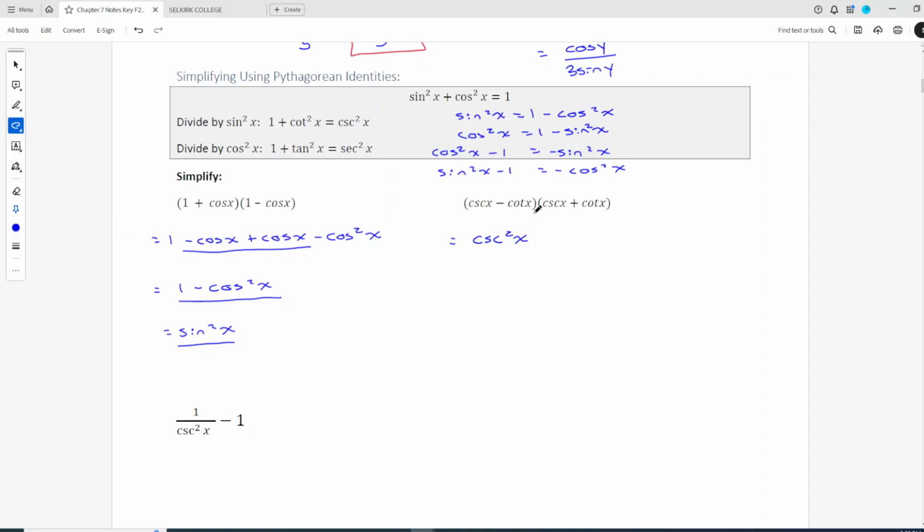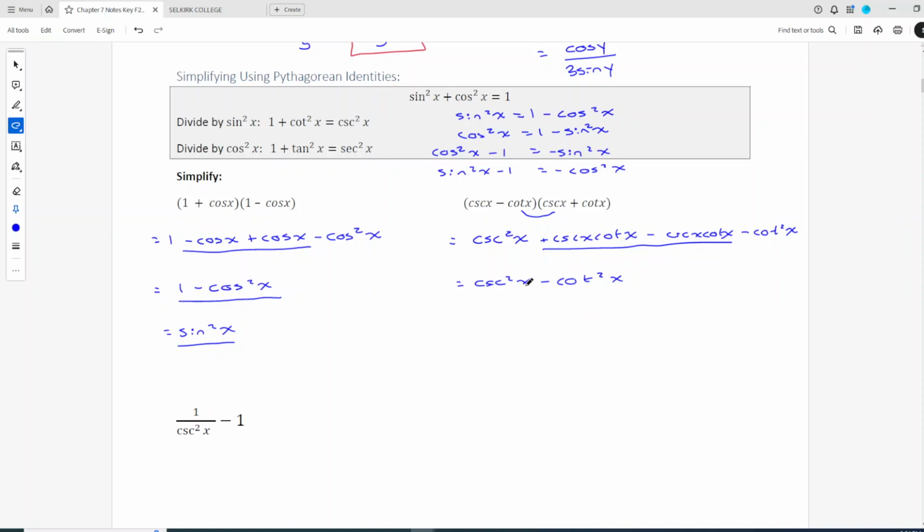Then I'm looking at this being a binomial bracket, right? Conjugates end up as a difference of squares. I'm going to multiply the cosecant x through to the cotan x and get cosecant x cotan x. Then I'm going to multiply the negative cotan x by the cosecant x to get negative cosecant x cotan x, writing them in the same order. And then negative cotan x times positive cotan x would give me negative cotan squared x. Now again, my middle terms go away, and I'm left with cosecant squared x minus cotan squared x.